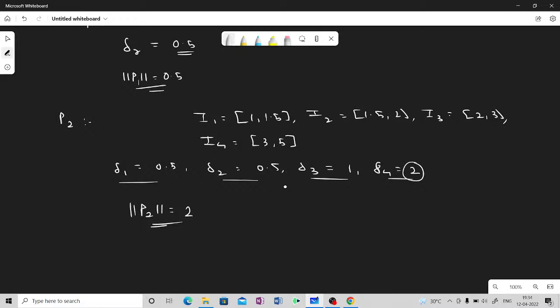Is it clear? Okay. The next concept which we are going to learn is refinement of a partition. What is the refinement of a partition? What do we mean by the refinement of a partition?